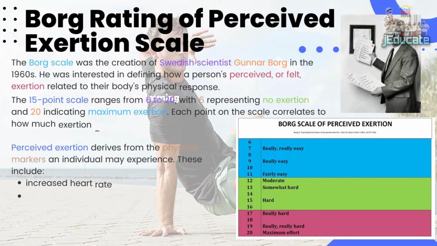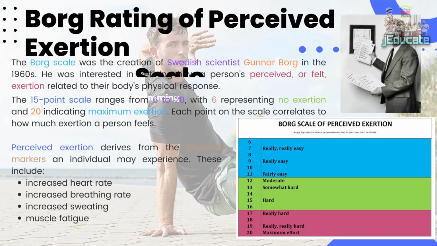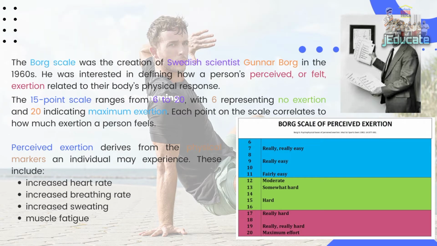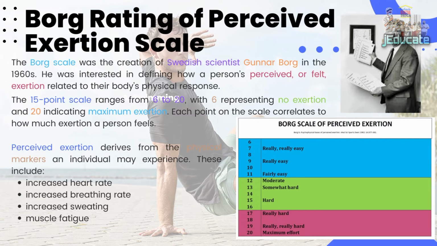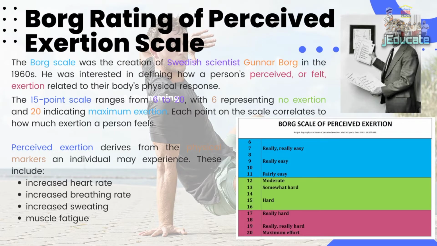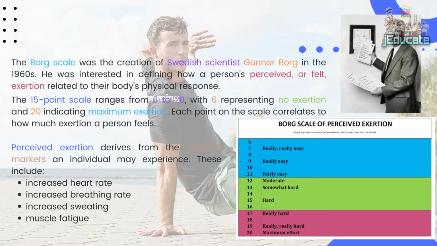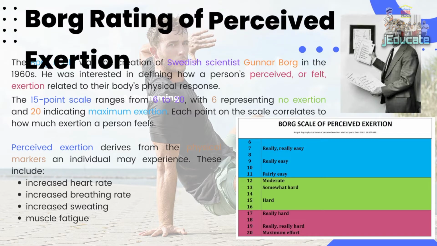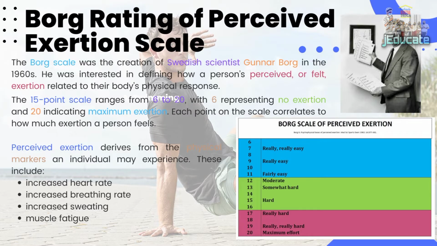Borg rating of perceived exertion scale. The Borg scale was the creation of Swedish scientist Gunnar Borg in the 1960s. He was interested in defining how a person's perceived or felt exertion related to their body's physical response. The 15-point scale ranges from 6 to 20, with 6 representing no exertion and 20 indicating maximum exertion.